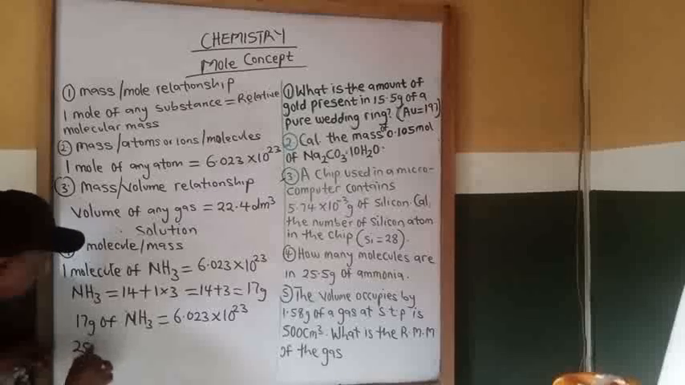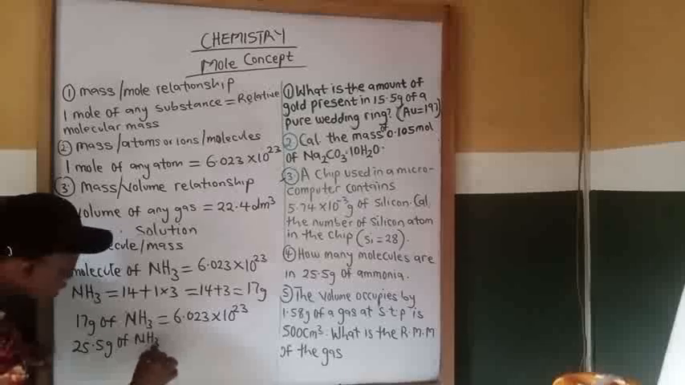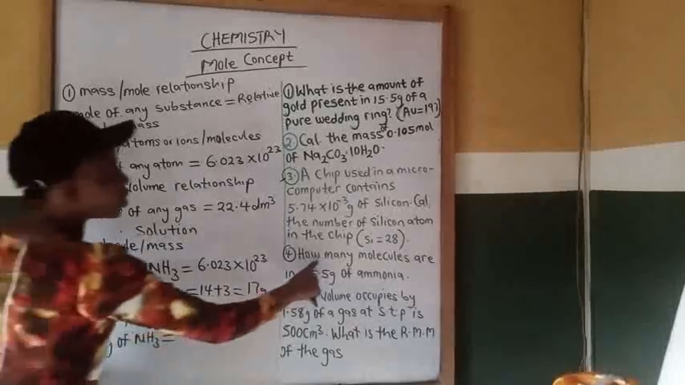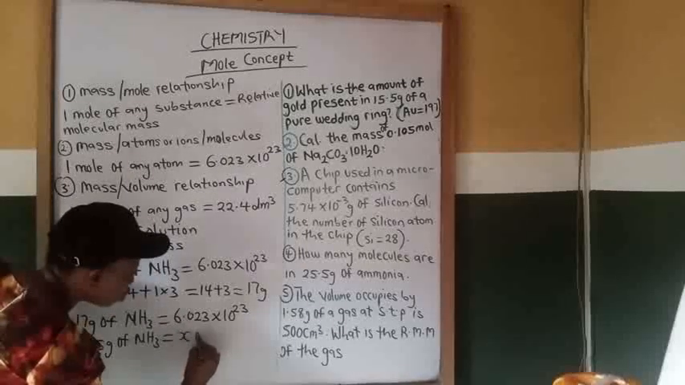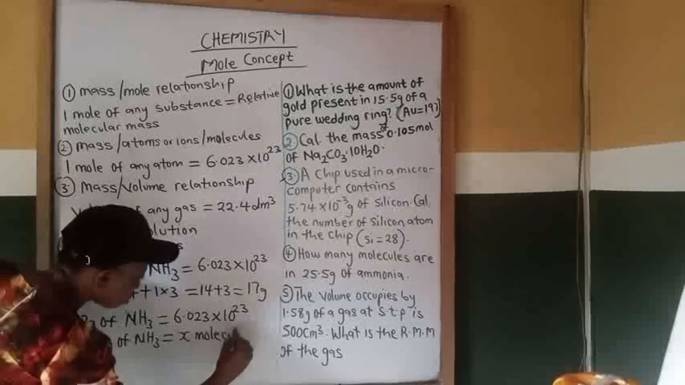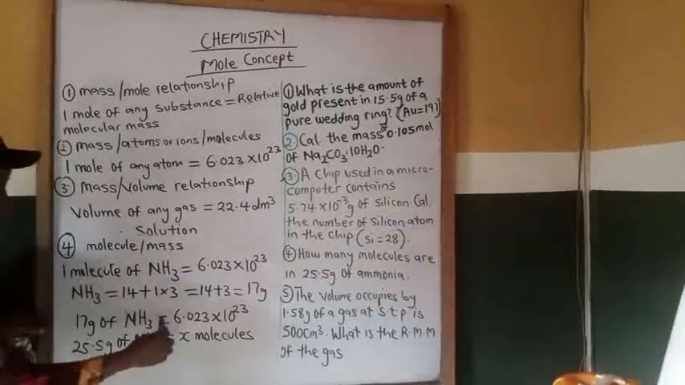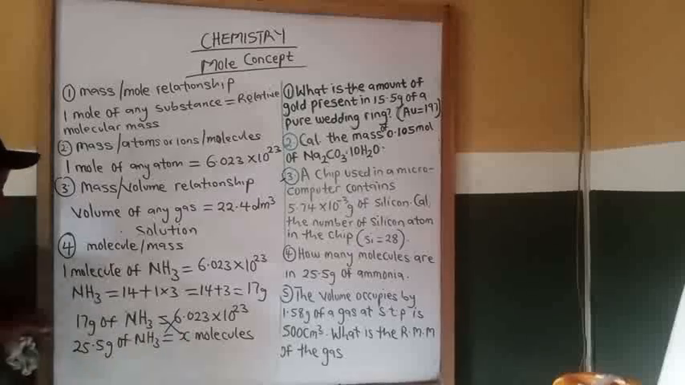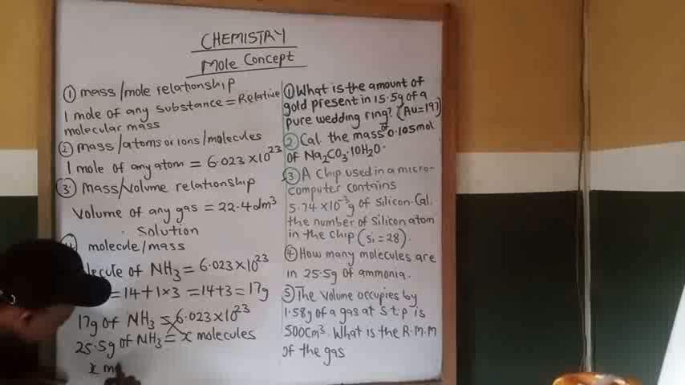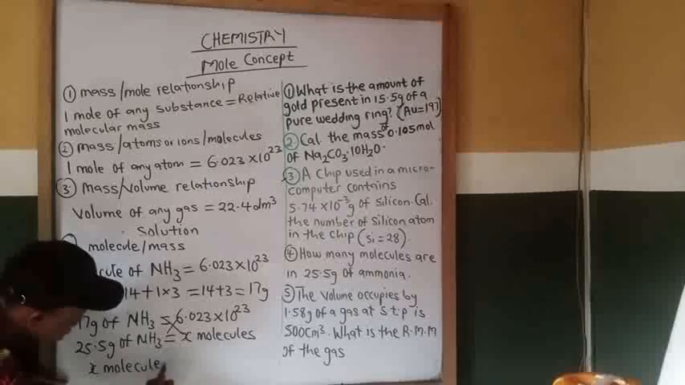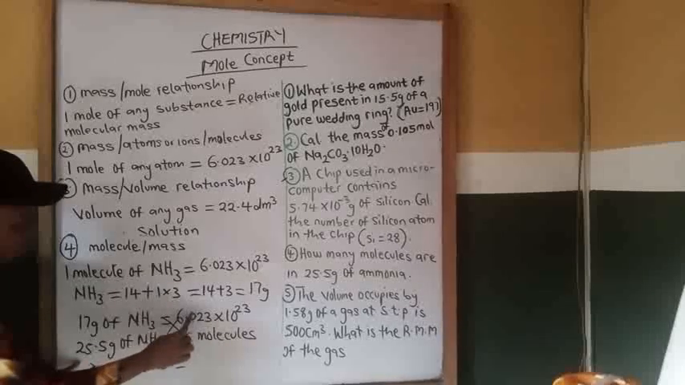So 25.5 grams of ammonia equals, so what are you looking for? How many molecules? Equal to the number of molecules. That's X molecules. Then you cross multiply. So by the time you cross multiply, X molecules will be equal to 25.5 times your Avogadro's number.